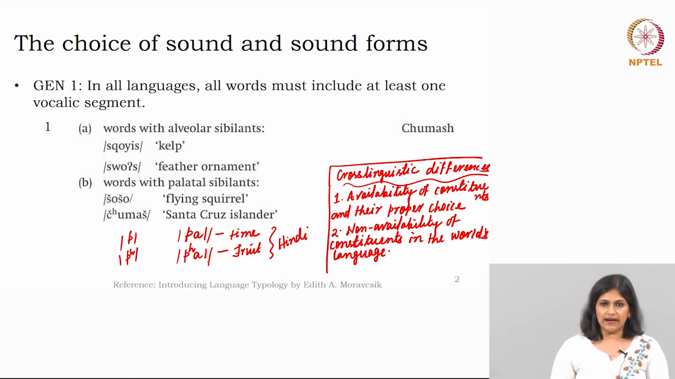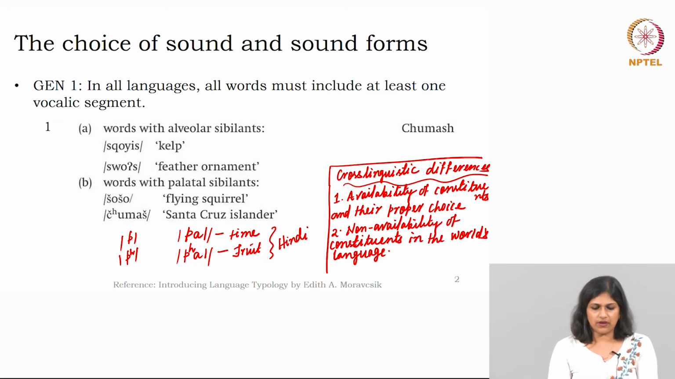Now, we will go through these generalizations one by one. The first generalization in phonological typology, so we will talk about the first generalization to begin with. Let us read it first and then we will see how we are going to consider the data. In all languages, all words must include at least one vocalic segment.